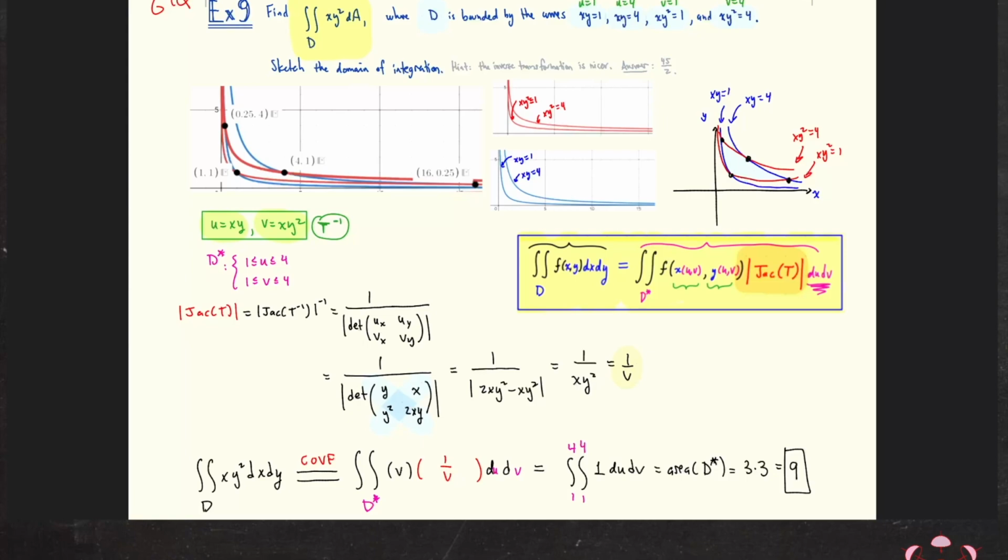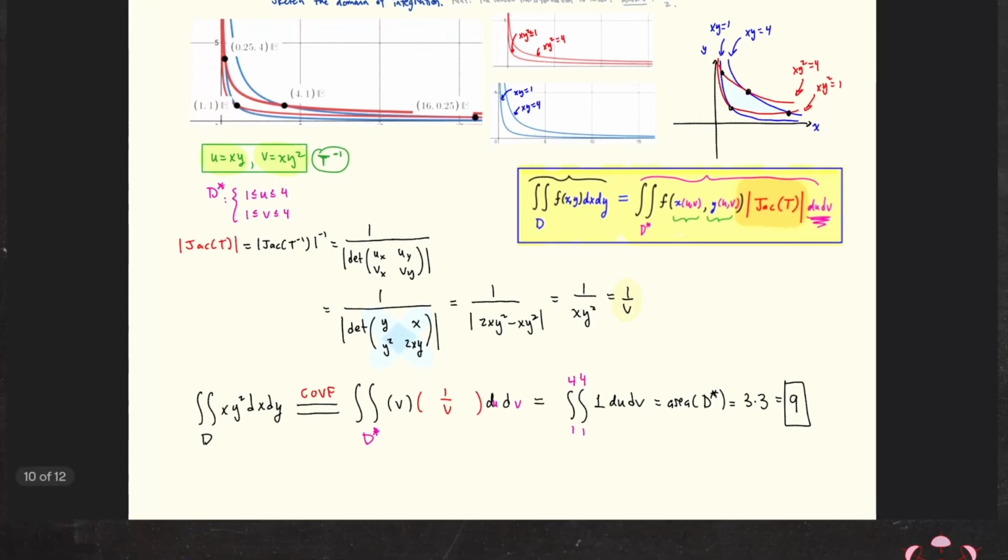I mean, the partial derivatives were easy. The determinant was easy, and look at the integral. When you change variables, everything worked out really nicely, and life is good. Okay, great.